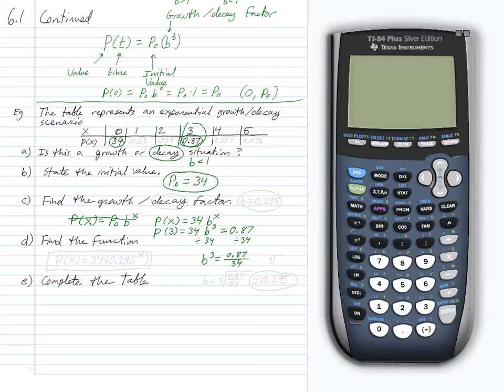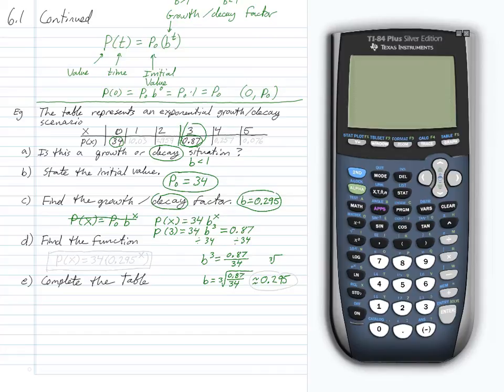I'm going to leave it exact for now, because now I'm going to cube root both sides to get b equals the cube root of 0.87 over 34. Now I'll plug that into the calculator and round to, let's say, 3 decimal places. And I am coming up with approximately 0.294. Let's round that up to 0.295. So b, in this case a decay factor, is 0.295.